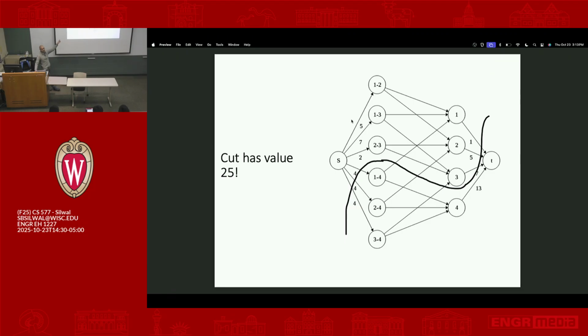I demonstrated a cut, value 25. So the flow can never be more than 25. That means it's not possible to assign this schedule. Questions?